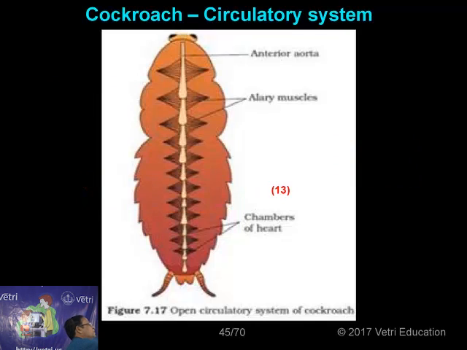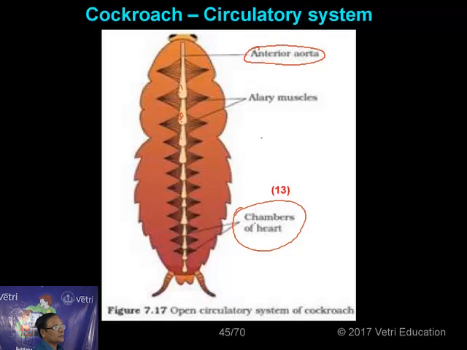Now you can see in the picture. This is a 13 chambered heart, 1, 2 like that. You have a 13 chambered heart, and each one is called a heart chamber. Starting from here, number 1, number 2, this is the second one, third one, up to 13 chambers, and at the anterior end it is followed by the aorta, which ends blindly in the head, and from where the blood returns to the perivisceral sinus.